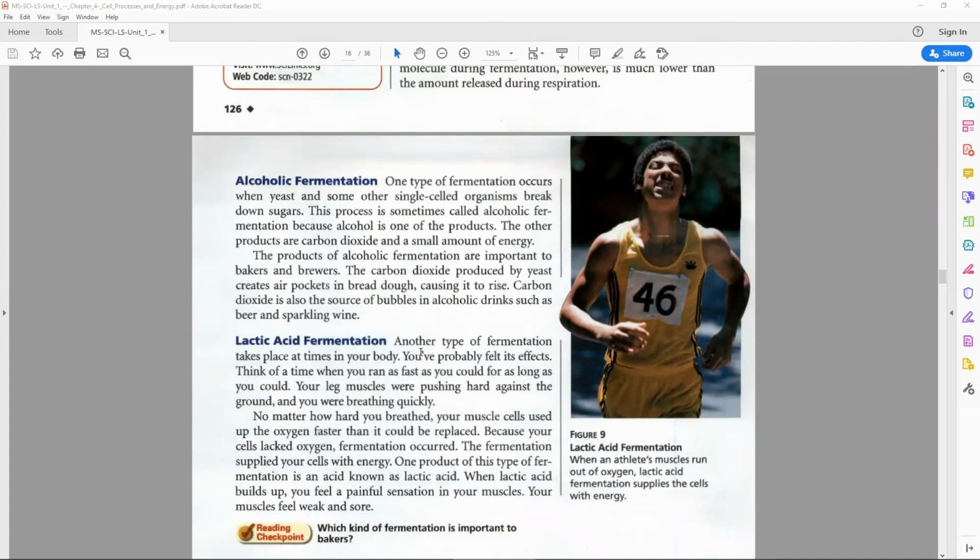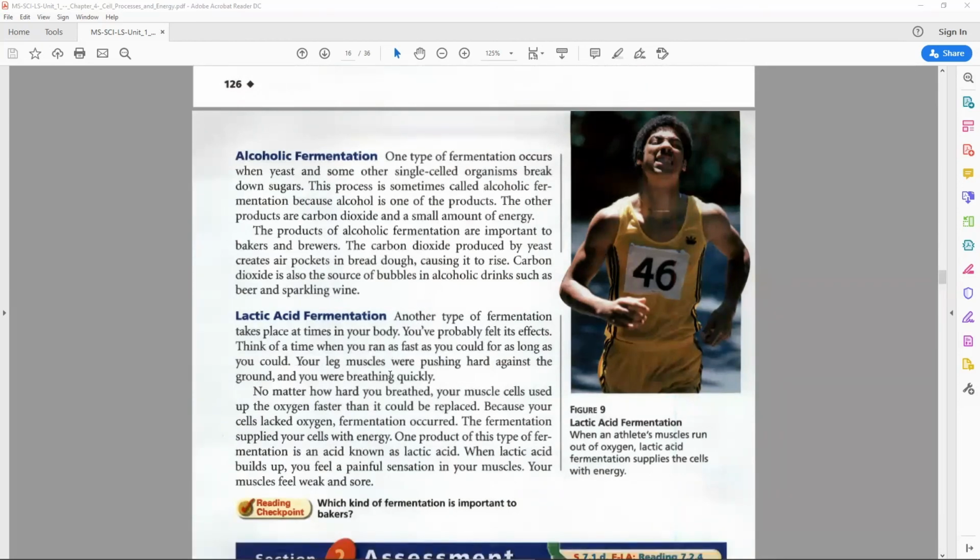The fermentation supplied your cells with energy. One product of this type of fermentation is an acid known as lactic acid. When lactic acid builds up, you feel a painful sensation in your muscles. Your muscles feel weak and sore. Which kind of fermentation is important to bakers? Reading checkpoint. And figure 9, lactic acid fermentation. When an athlete's muscles run out of oxygen, lactic acid fermentation supplies the cells with energy.